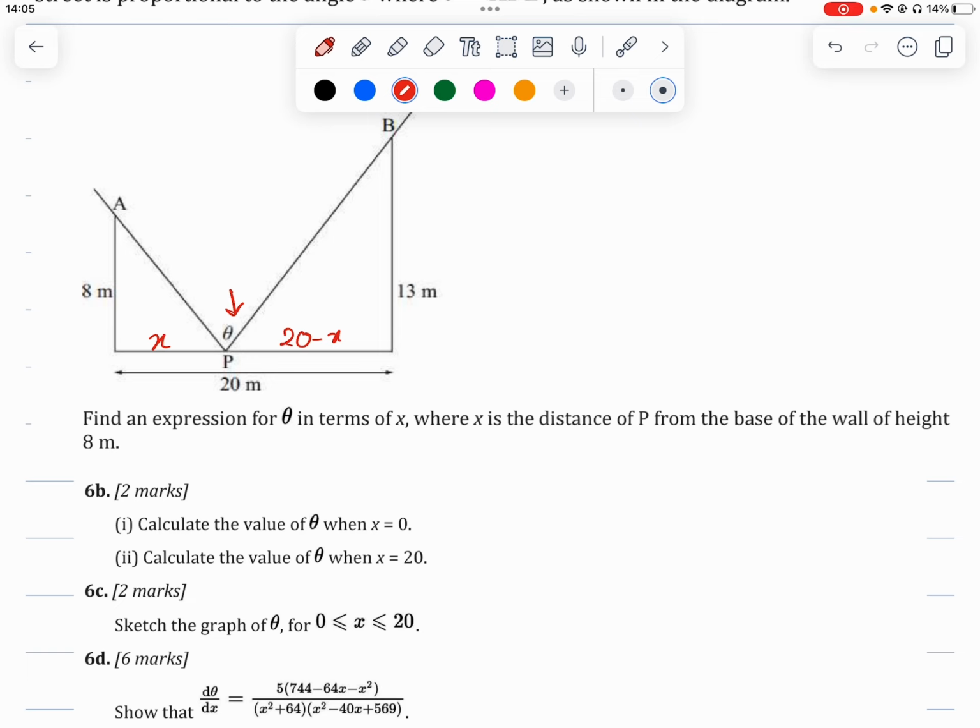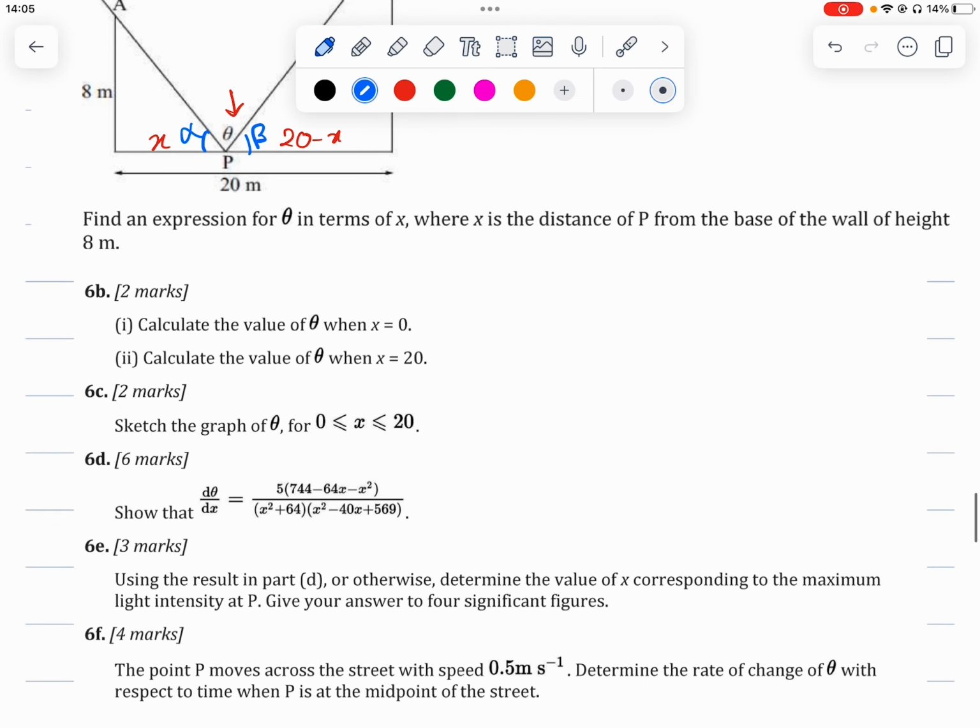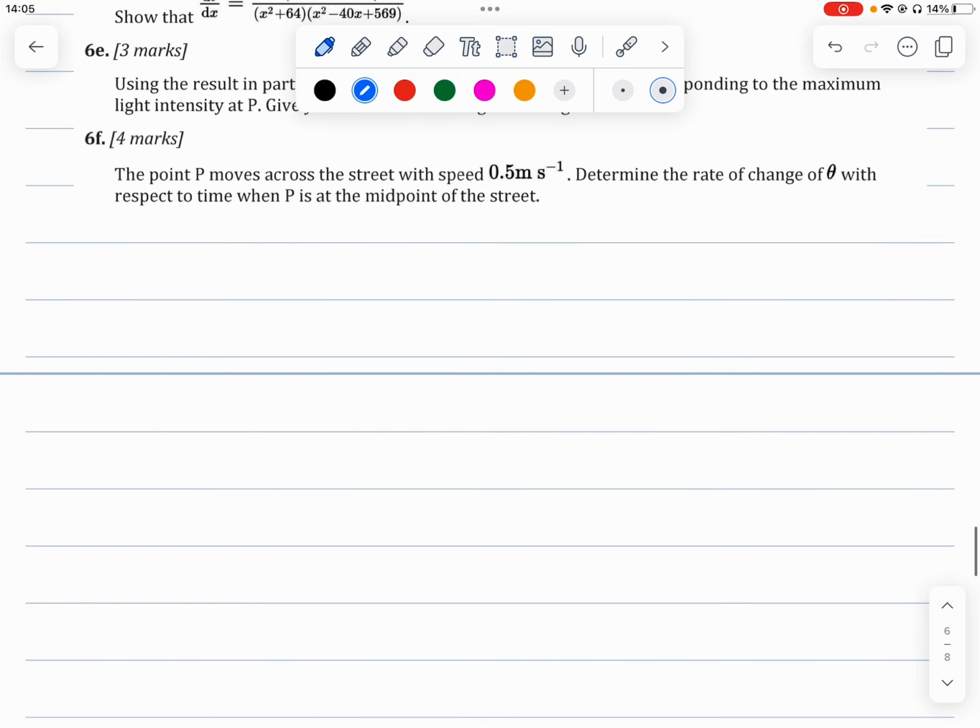Now I want the angle theta. So what am I going to do? This is alpha, this is beta. So tan alpha equals 8 upon x, so alpha equals tan inverse 8 upon x.